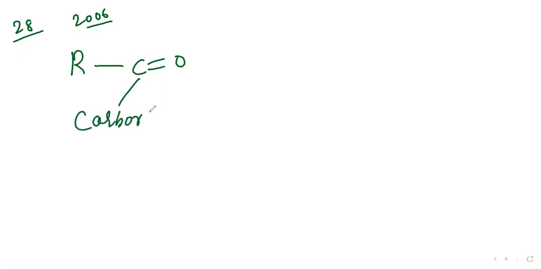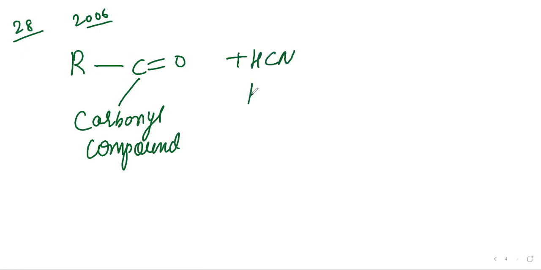Now look at the next question, 28, asked in 2006. A carbonyl compound reacts with hydrogen cyanide. So carbonyl compound general formula is R C double bond O. So this is called a carbonyl compound. So a carbonyl compound reacts with hydrogen cyanide, HCN. So this is called hydrogen cyanide.